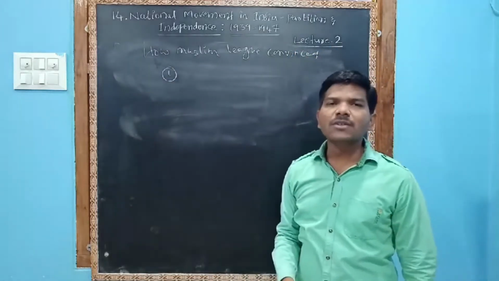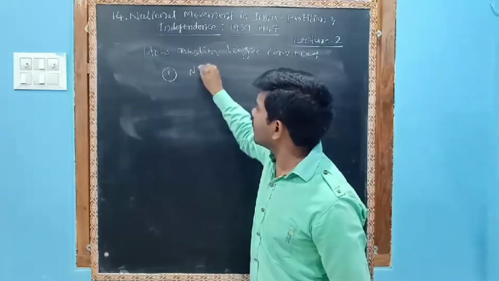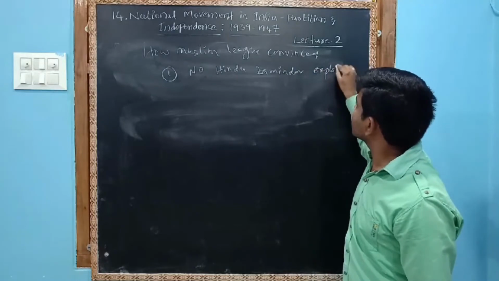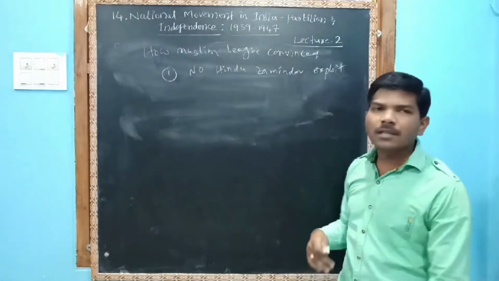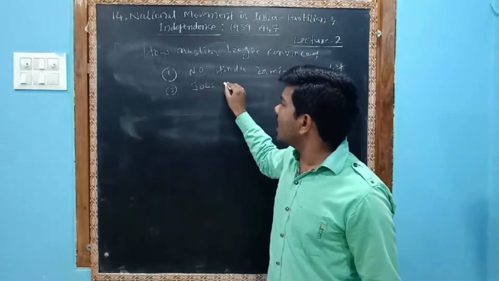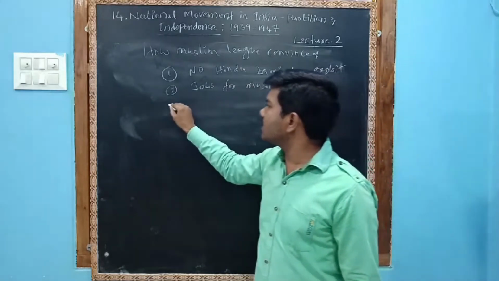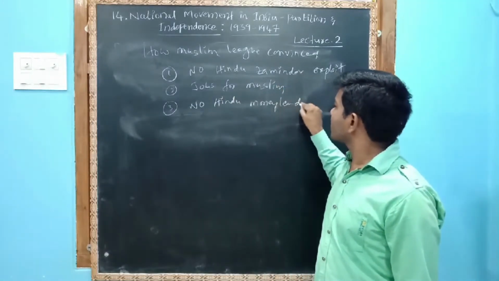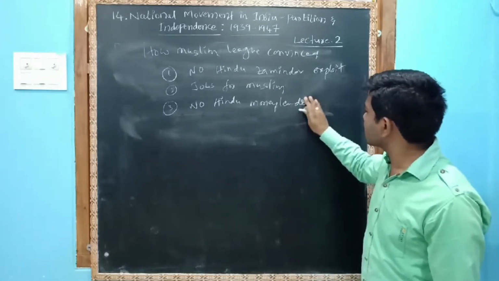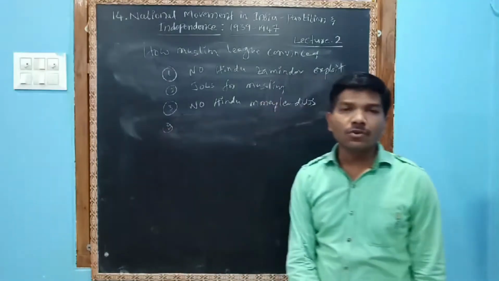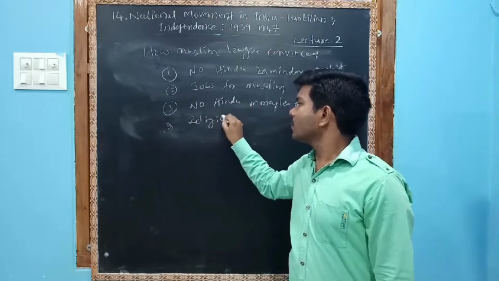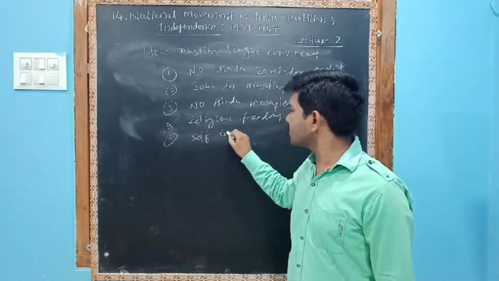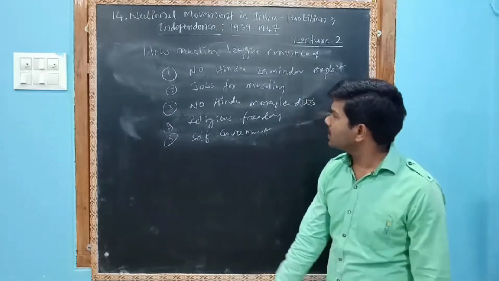First, they said that they can enjoy the trade. No Hindu zamindars would exploit them. Second, jobs for Muslims. Third, no Hindu moneylenders. Fourth, religious freedom. Fifth, self-government.